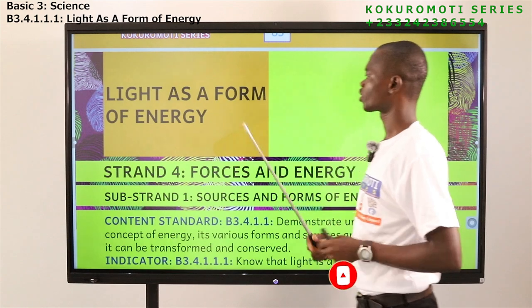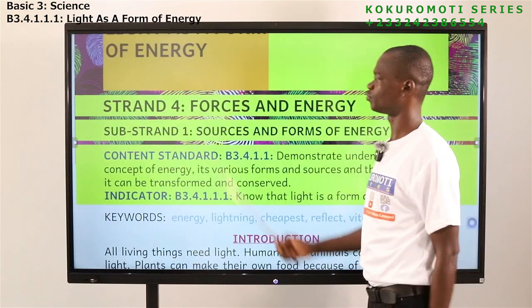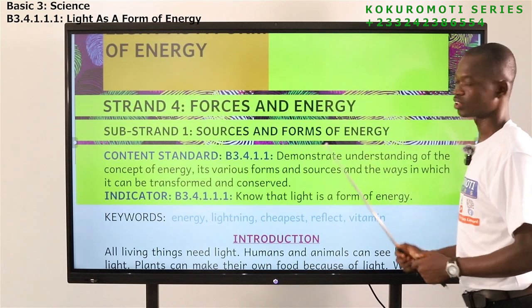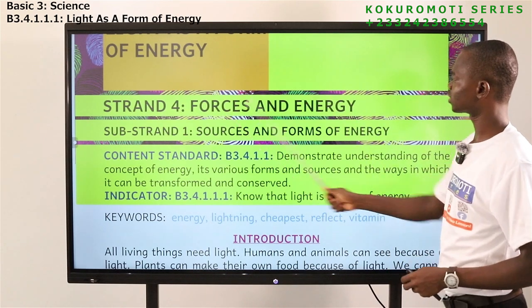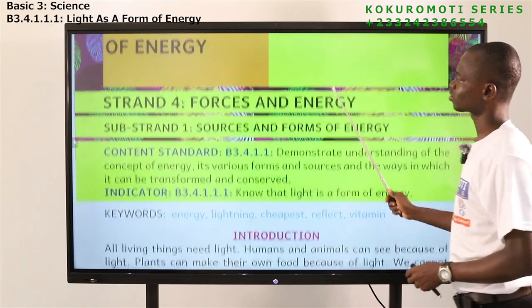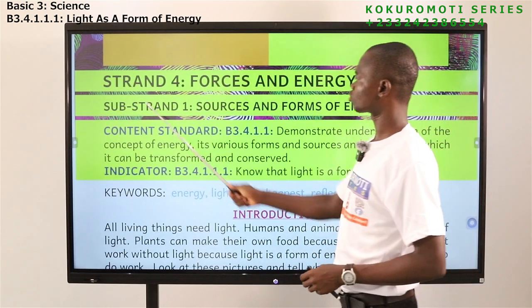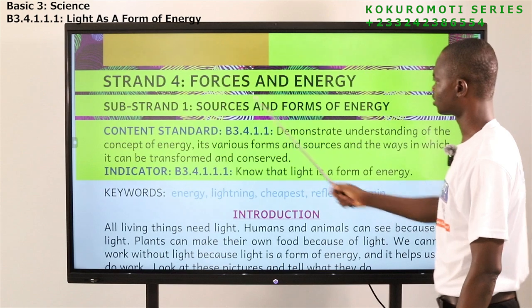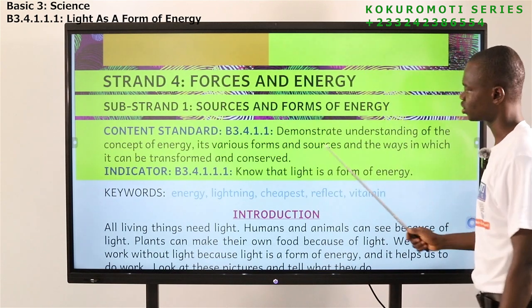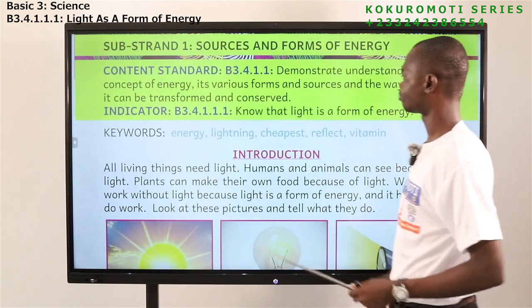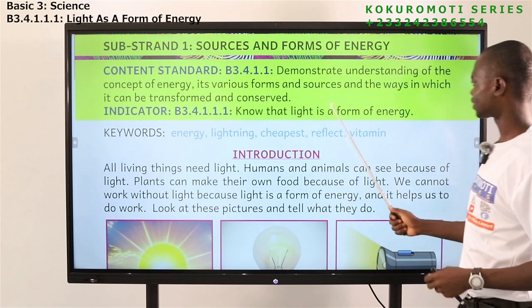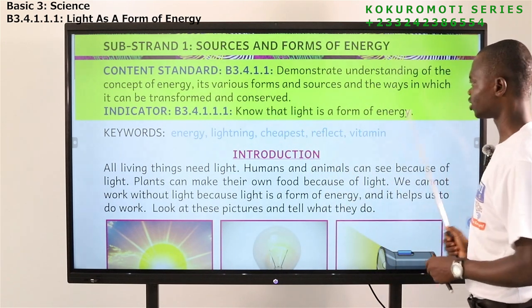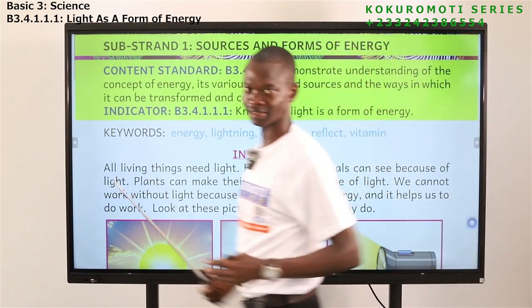We are looking at strand 4, forces and energy. Under strand 4, we are looking at substrand 1, sources and forms of energy. Let's come to the indicator: know that light is a form of energy. So today's lesson is about light.